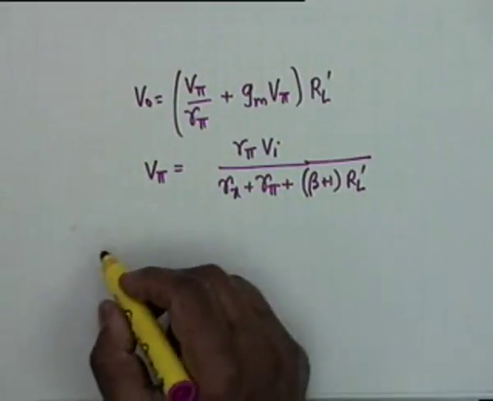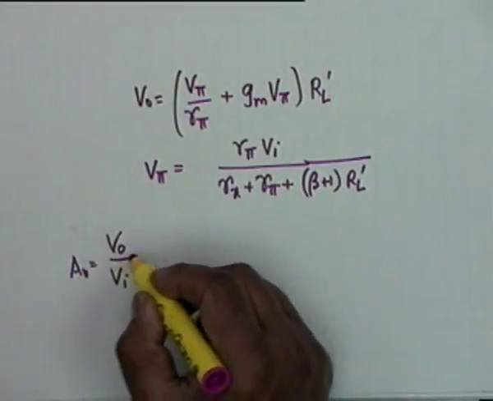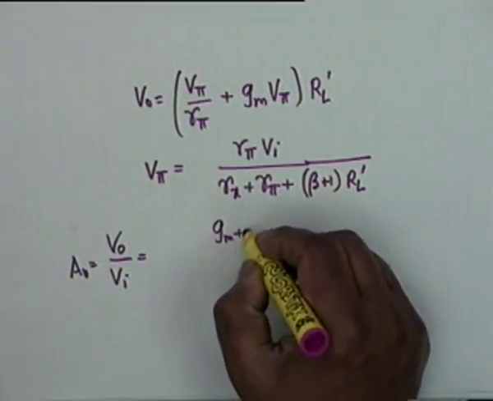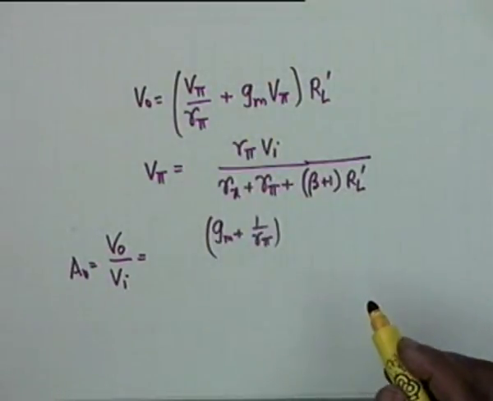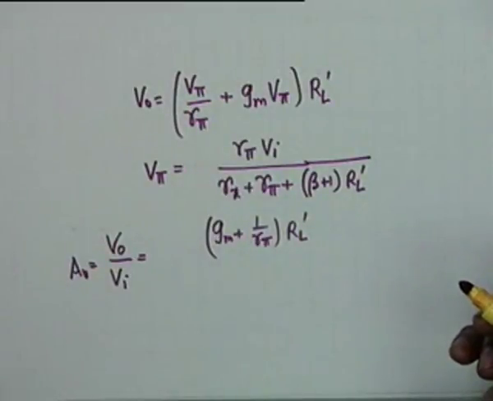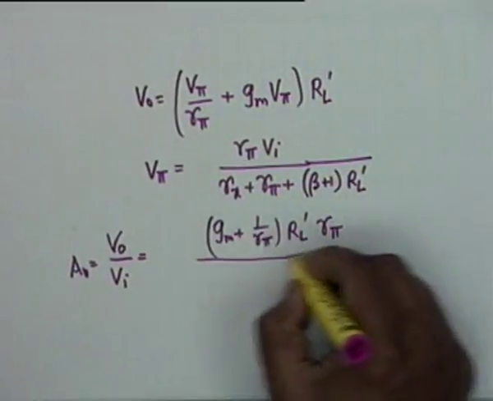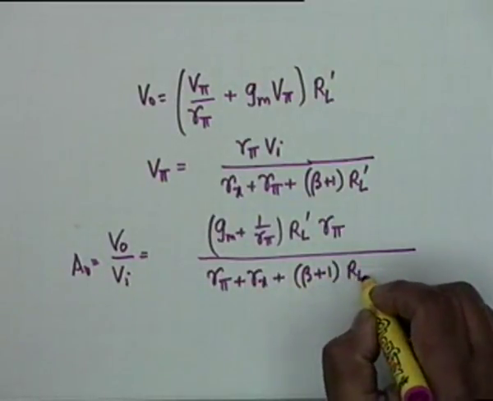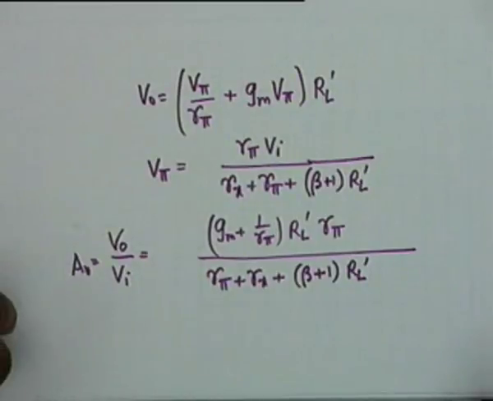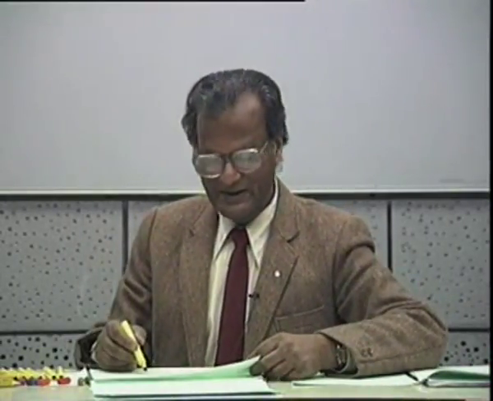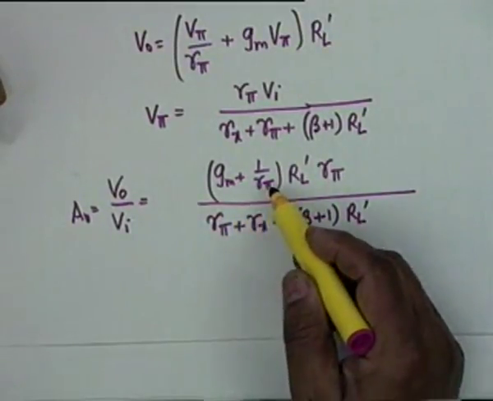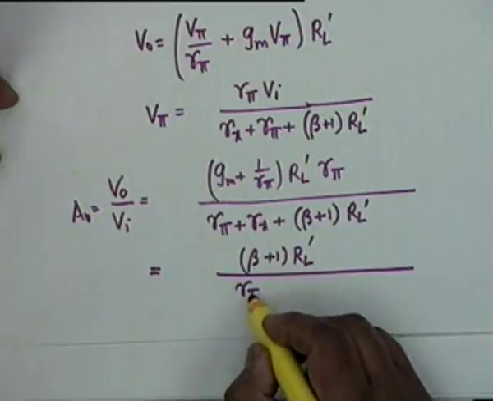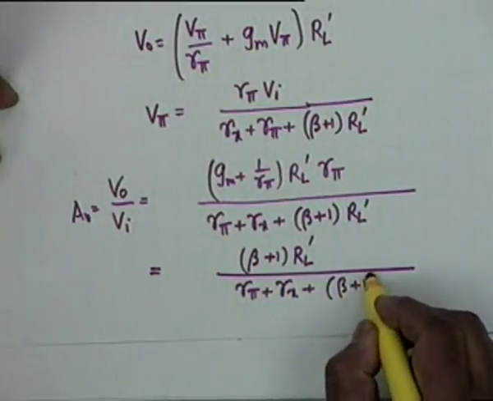The point clear? Therefore, V0 by Vi, which is AV, the voltage gain, I can write as gm plus 1 by R pi, which comes from here, times RL prime, into R pi divided by R pi plus Rx plus beta plus 1 RL prime. And if you notice the numerator, when I multiply by R pi, it simply becomes beta plus 1. So they conspire to make a very nice expression: beta plus 1 RL prime divided by R pi plus Rx plus beta plus 1 RL prime.